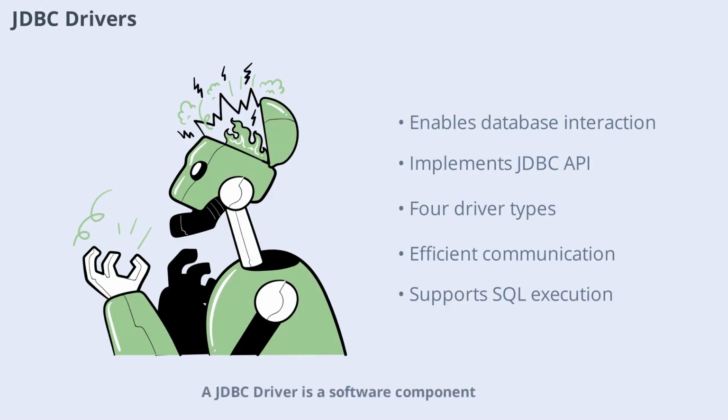A JDBC driver is a software component that enables Java applications to interact with databases. It implements the JDBC API for a specific database management system, allowing connections, SQL execution, and data retrieval. There are 4 types of JDBC drivers: JDBC-ODBC Bridge, Native API, Network Protocol, and Thin Driver. Choosing the right driver ensures efficient database communication.